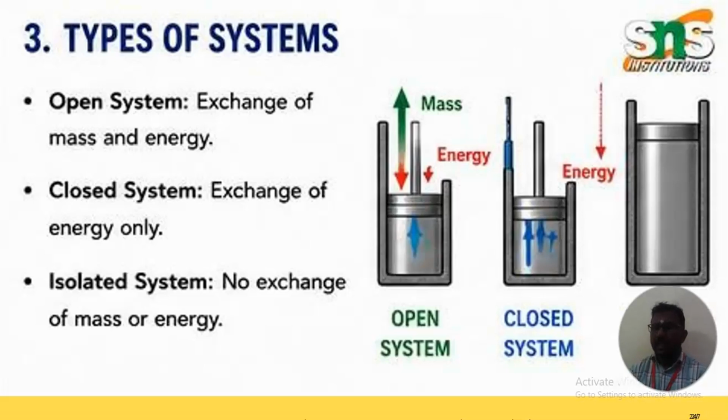Here the boundary separates the system from its surroundings. Heat is transferred across the boundary. For example, in a pressure cooker, heat is transferred across this boundary.